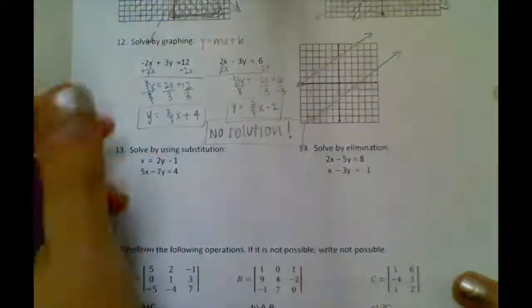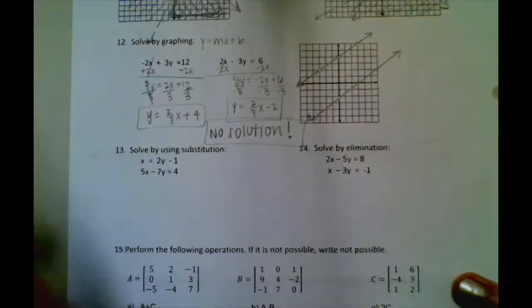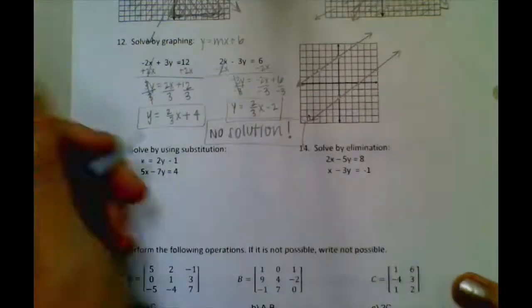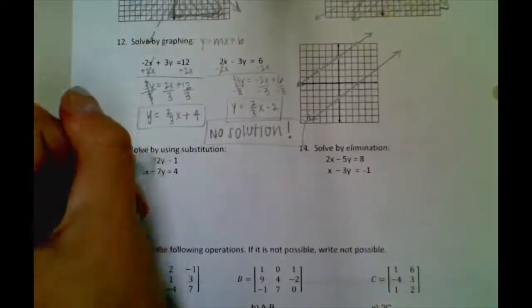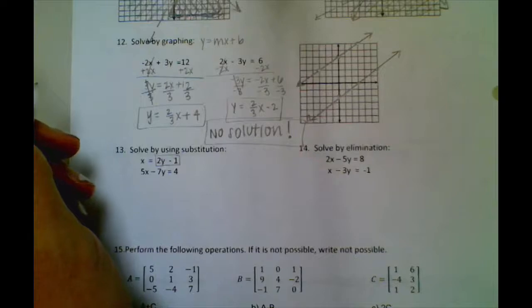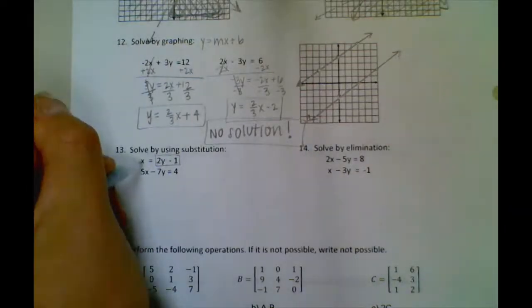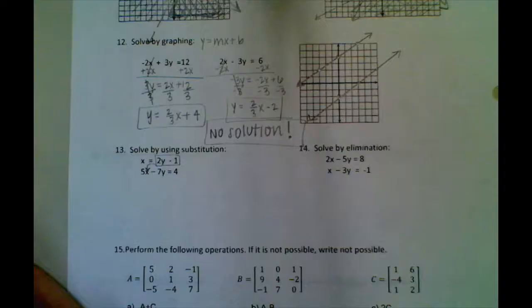Alrighty, let's solve one by substitution. Remember, for substitution, you have to get one variable by itself first. Looking at these, x is already by itself, so step 1 is done. Next, you have to take what that equals and plug it into the other equation for that variable. So because this says x equals, I'm going to plug it in for x of the other equation. If it said y equals, then I'd plug it in for y.